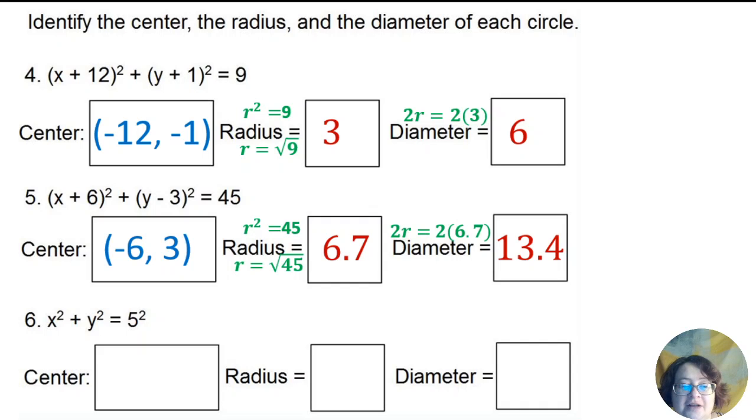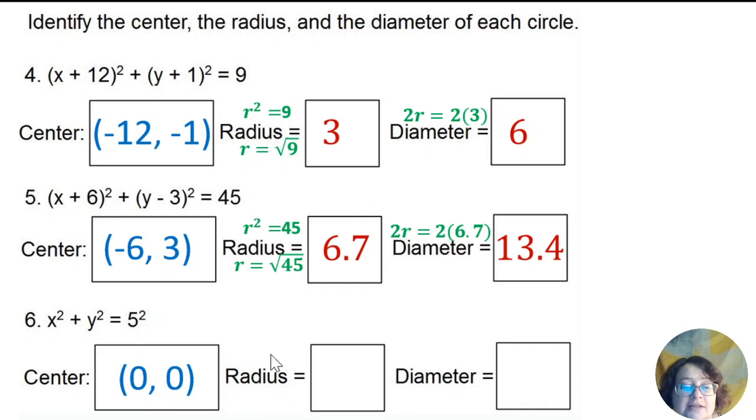All right, we should have number 6 finished. If we look at x here, we have x squared. There's nothing there. Nothing is 0. Y squared, nothing there beside y. Nothing is 0. So our center is (0, 0), otherwise known as the origin.